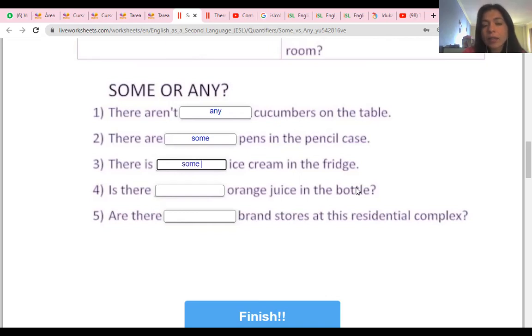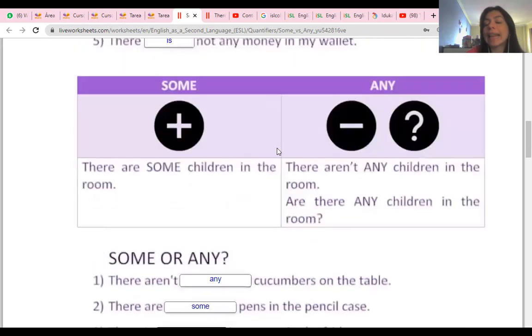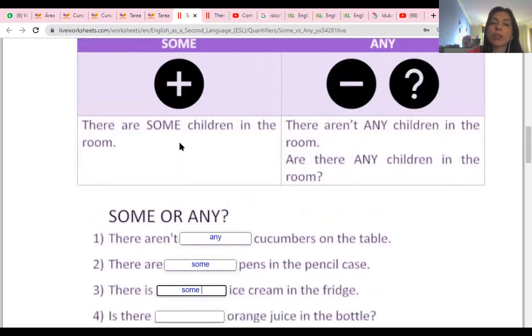There is some, because this is affirmative sentence. In this part, we have negative sentence. It's the any. We use any. In this part, we have to use some because it's affirmative sentence. With affirmative sentences, we use some. With negative sentences, we use any. With questions, we use any also. Recuerde, para las oraciones afirmativas, nosotros usamos some, algo. Y para las negativas y para preguntas usamos any.